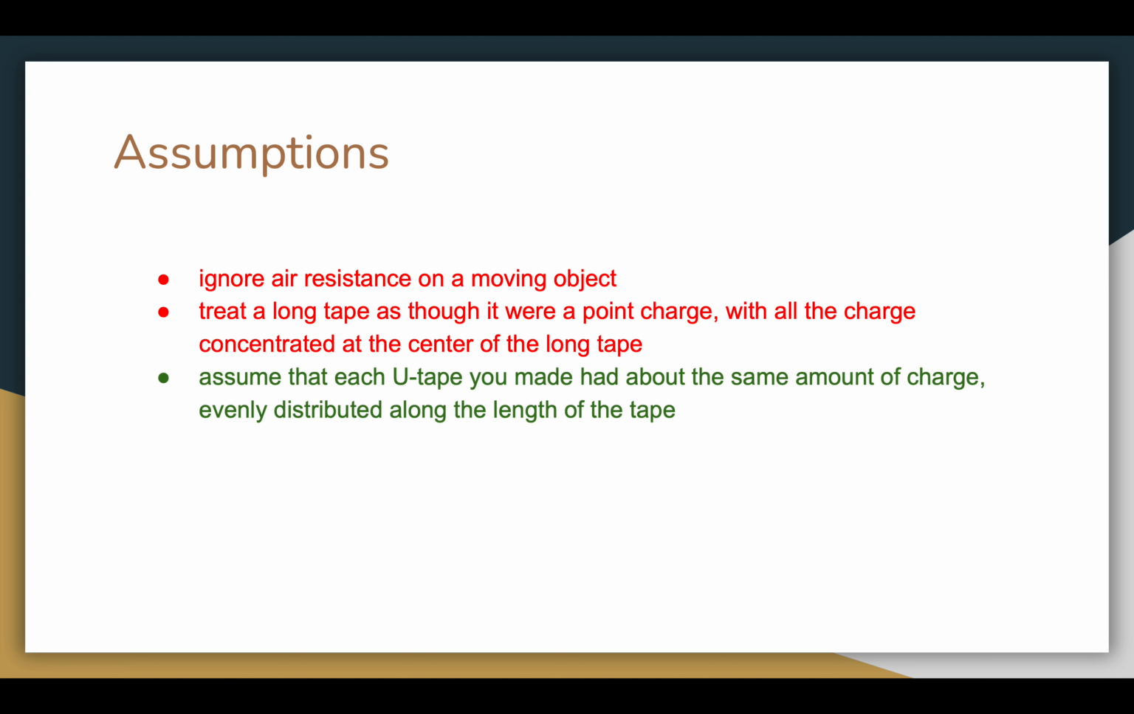The first assumption does not apply, as tape B is static once it floats, so air resistance on a moving object is irrelevant to this lab. The second one doesn't apply either, as we treated each tape as a line charge rather than a point charge, and also didn't concentrate the charge at the center of the tape. Instead, we distributed the charge along the length of the tape. The third assumption does apply, as we did assume that the charges on the two tapes were the same.